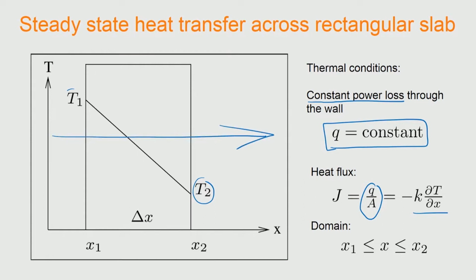across the slab, and the domain is identified because we already defined that our distance along the x direction is between x1 and x2, and what happens beyond is only coming through the boundary conditions, and the boundary conditions are that at x1 the temperature is T1 and at x2 the temperature is T2.